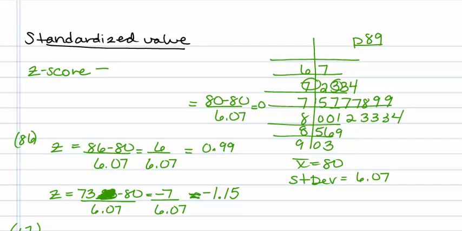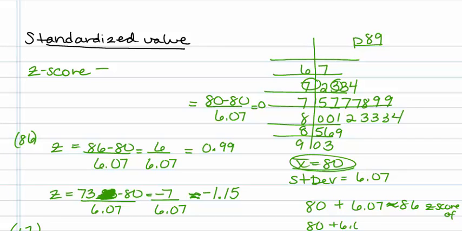So if I think of what the mean is, then typically if you add the standard deviation to it, around 86 we'll get a z-score of 1. If you were to add it twice, around 92.14 should be a z-score of 2, and so on.